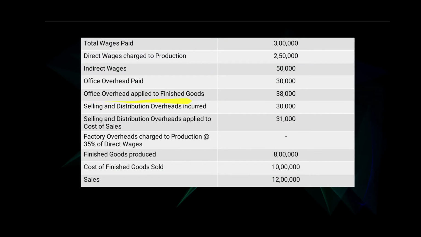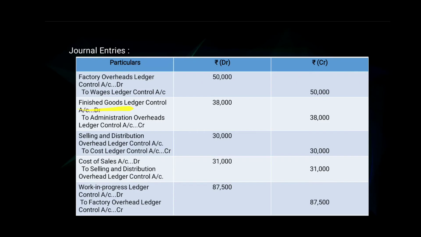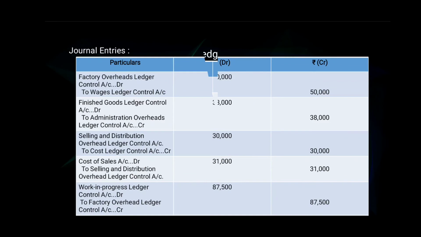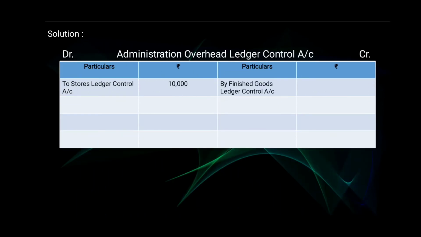Next is office overhead applied to finished goods, amount is given as 38,000. So the journal entry we had recorded as finished goods ledger control account debit to administration overheads ledger control account, amount is 38,000. So the first effect will give in finished goods ledger control account as to administration overheads ledger control account, amount will be 38,000. So now the next effect will give in administration overhead ledger control account as, by finished goods ledger control account, amount will be 38,000.